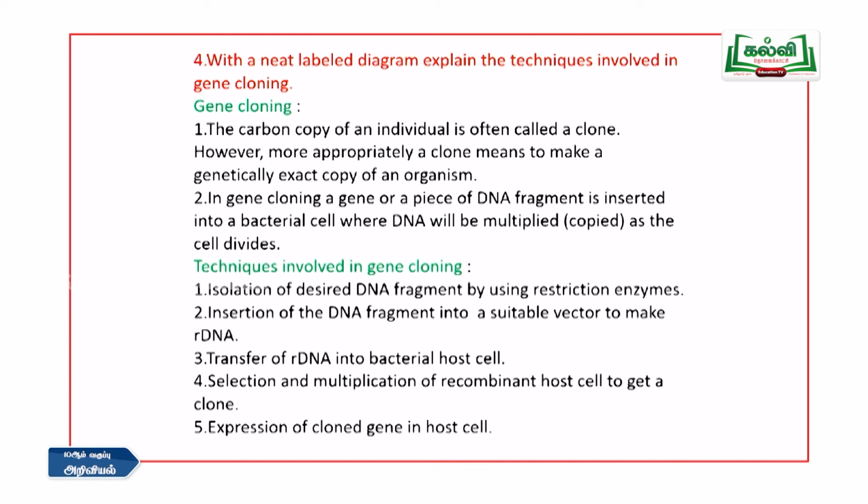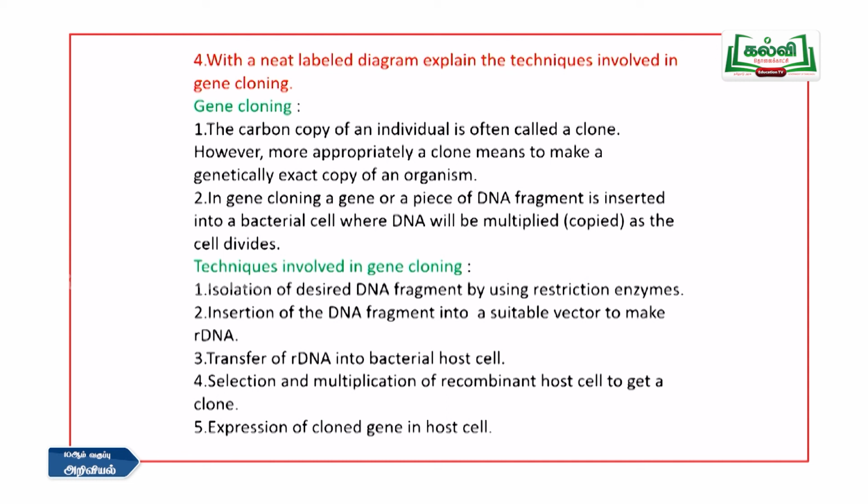Point number 1, the carbon copy of an individual is often called a clone. However, more appropriately, a clone means to make a genetically exact copy of an organism. Point number 2, in gene cloning, a gene or a piece of DNA fragment is inserted into a bacterial cell where DNA will be multiplied, or otherwise you want to write copied in brackets, as the cell divides. Then you want to write techniques involved in gene cloning. There are 5 points. You want to write point wise.